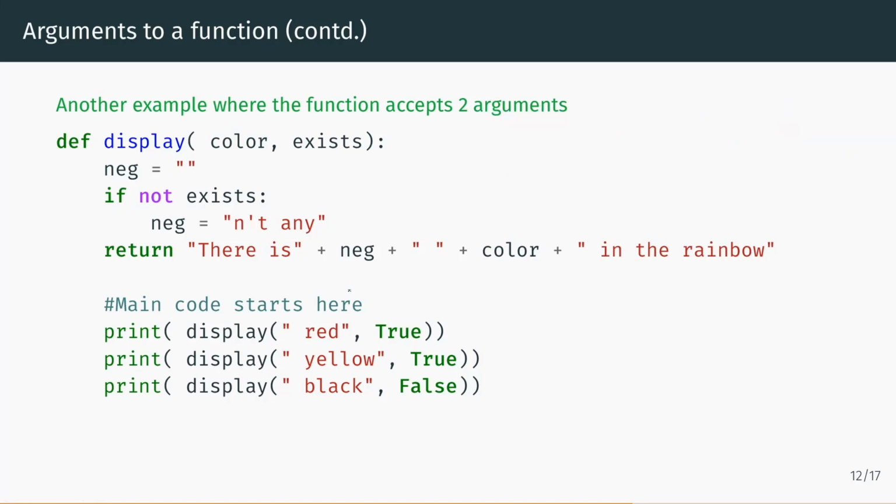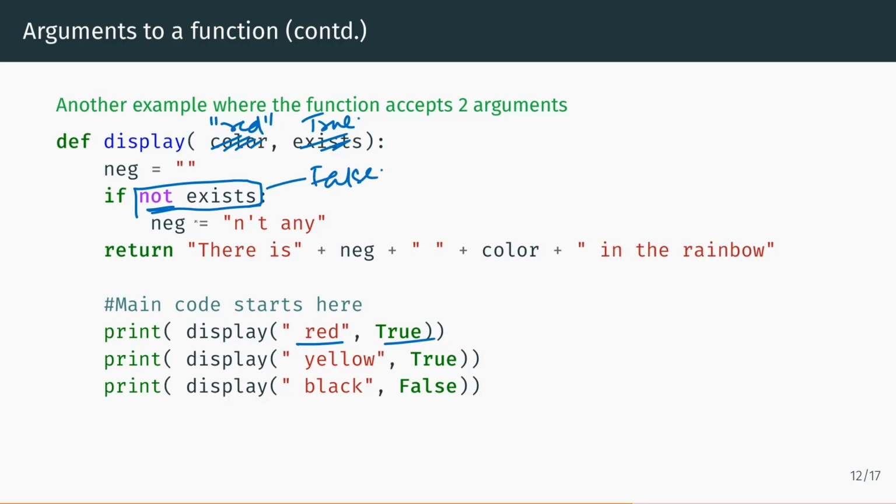Now let's try with the first one, okay? We print display red and true, okay? So essentially in the function definition, we replace the color with red, right? So the color would be red, and exists, we replace with true, right? So exists would be true. So if not exists, not means if exists is true, not exists is false. So replace this thing with false, right? This means false.